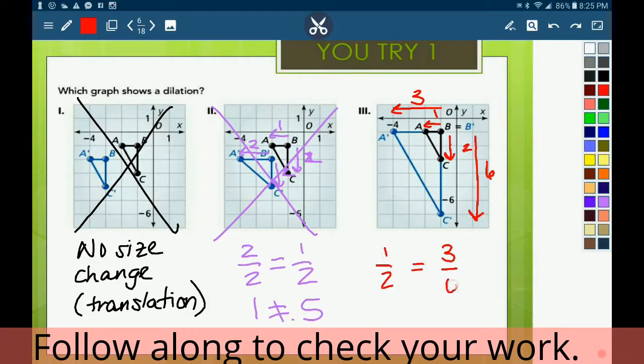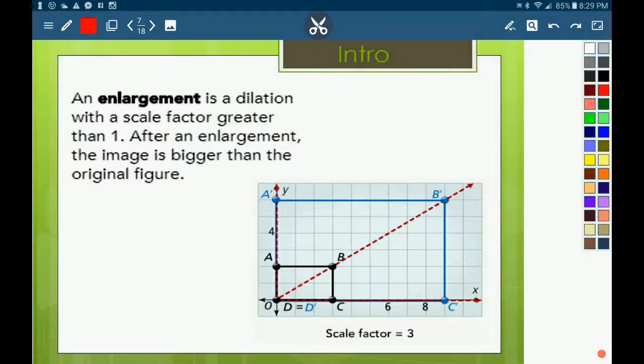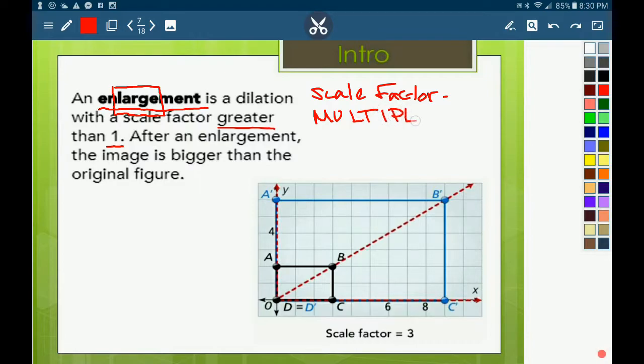All right, so before we get to example 2, I wanted to give you a little intro on our vocabulary words, which one of them is enlargement. I want you to think of the word enlargement as having the word large in it, so it's going to mean to make larger. It's a dilation with a scale factor greater than 1. Think about a scale factor. Okay, I'm going to write this down. Scale factor multiplies one figure to get the other.